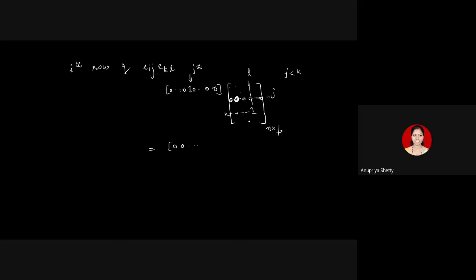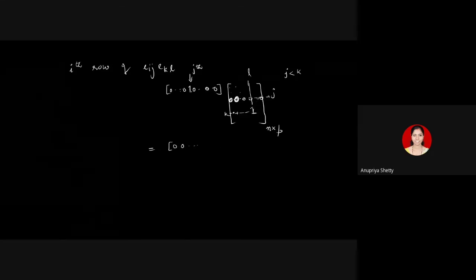When you come to the nth column, what happens? In the nth column, there is one non-zero entry present. Otherwise, every other column has zero. So automatically you'll get only zeros. But in the nth column, you have a 1.